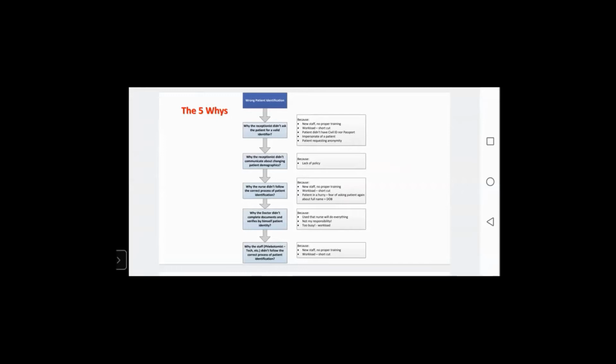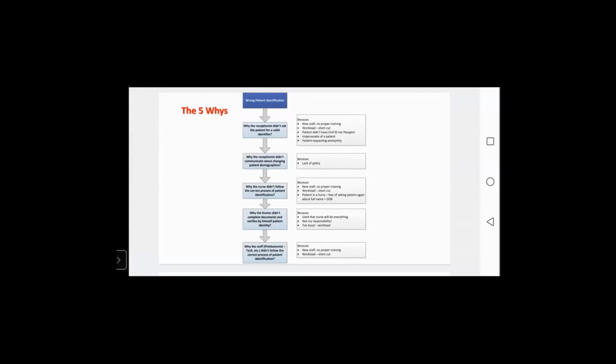We mentioned that room is not valid. The telephone is not a valid patient identifier. So when we processed the map of how they are doing the patient identification, we started to ask why the reception did not ask the patient for a valid identifier, because maybe he's a new staff.